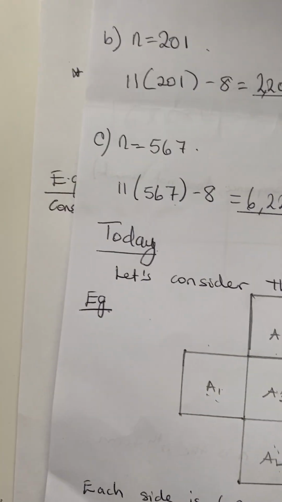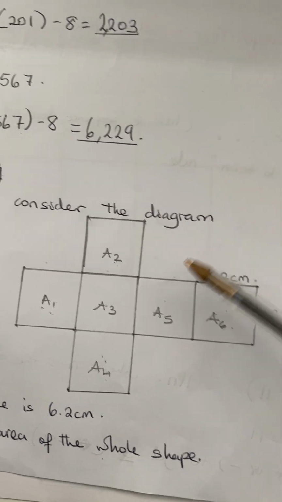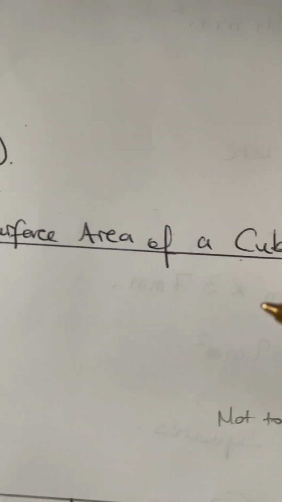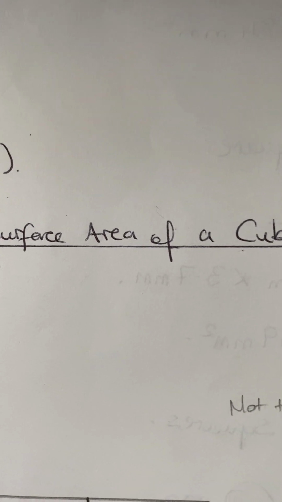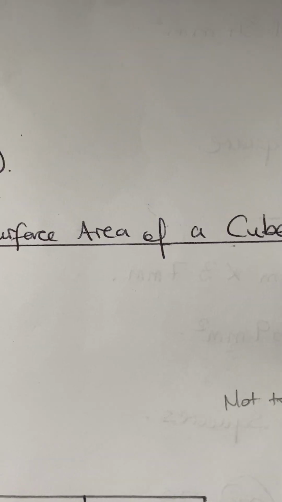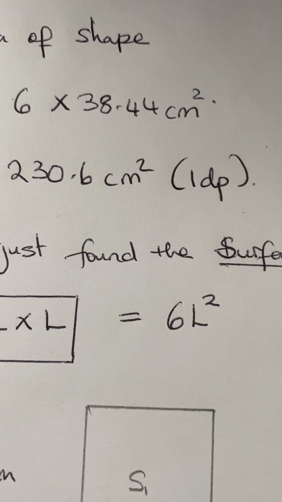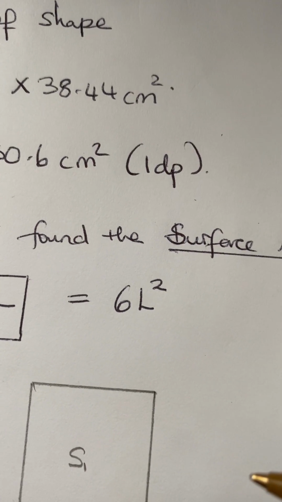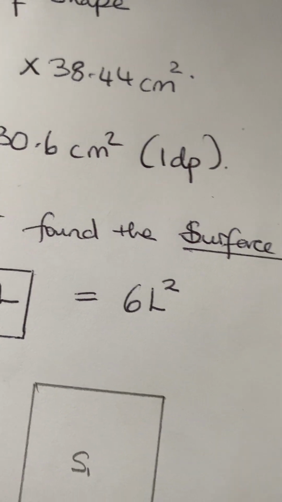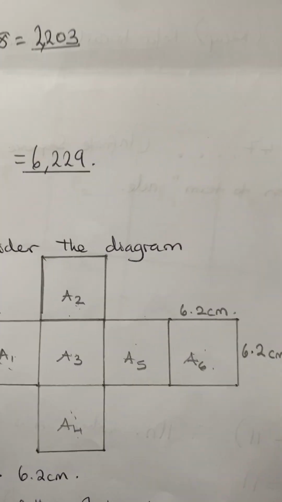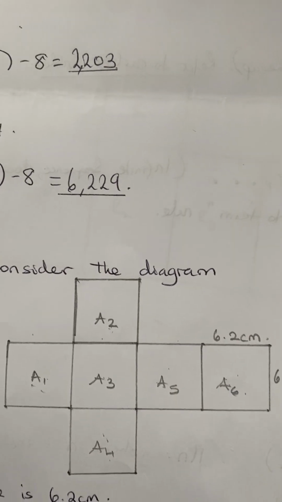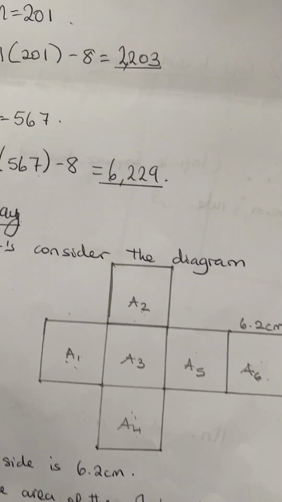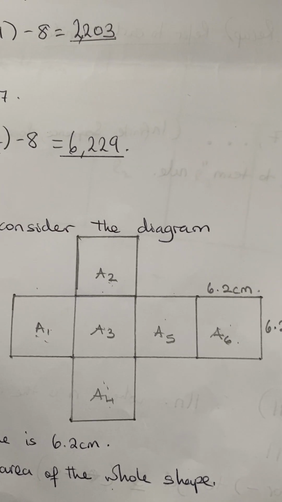So this shape, we just found the surface area of a cube. A cube has 6 faces. So by finding one area and multiplying by 6, we found the area of that shape. And if we fold them along these lines, we've just found the area of a cube. Your ability to see this will help you a lot.